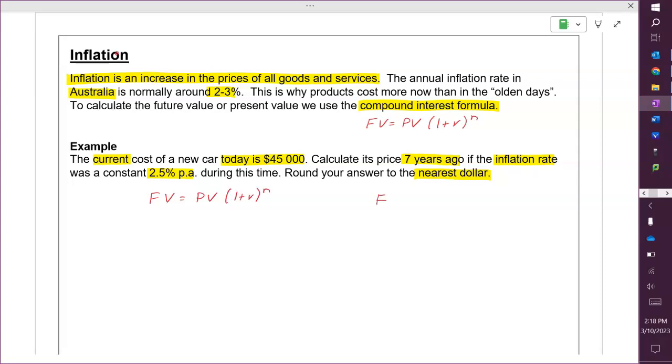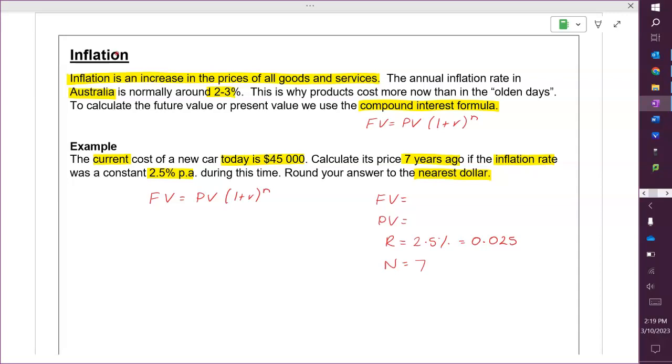Now, if we work out all the bits of information here, again, this can make it easier for us to determine what we're trying to find. So we need to calculate the cost 7 years ago. So that's our number, that's our period. R is our rate, that's the same. So 2.5%, which gives us 0.025 as our decimal multiplier. Now that $45,000, that's what we need to try and determine.